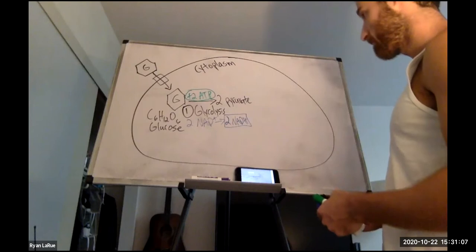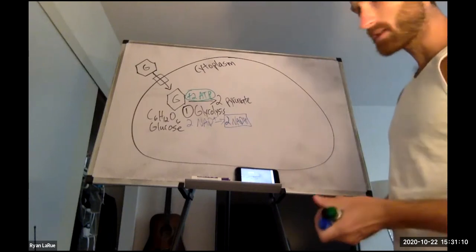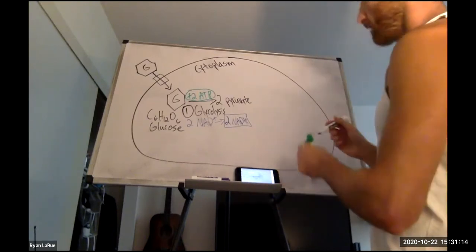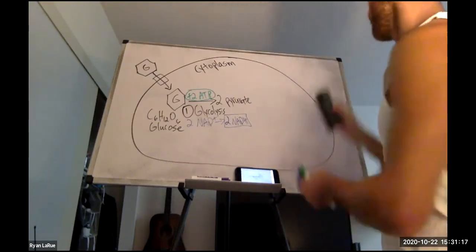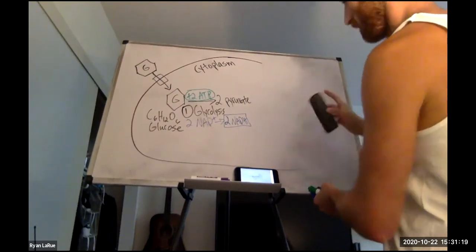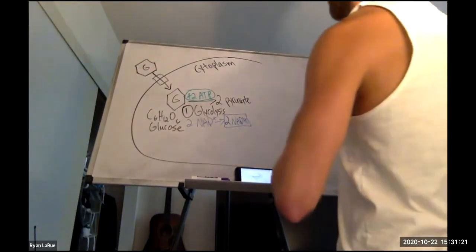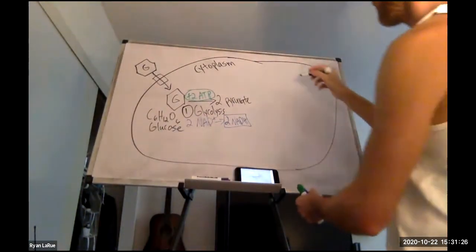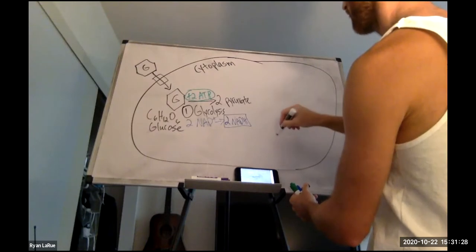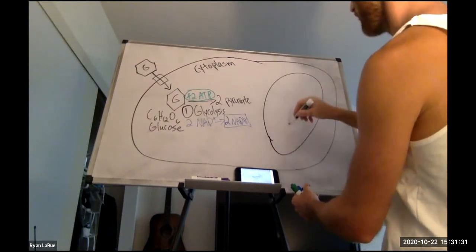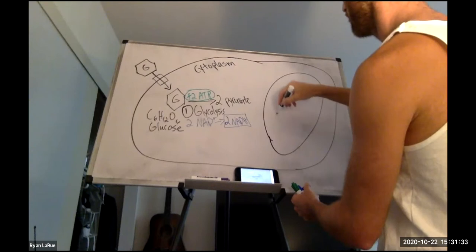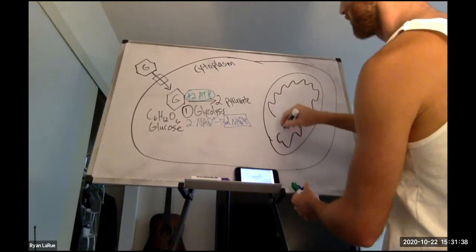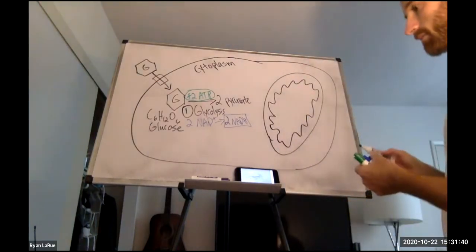All right. And now we're going to enter our mitochondrion, which I'm actually going to make my cell a bit bigger here, just so I can fit everything. And let's draw my mitochondrion here. It's the bean-shaped organelle. It has the inner membrane like this.